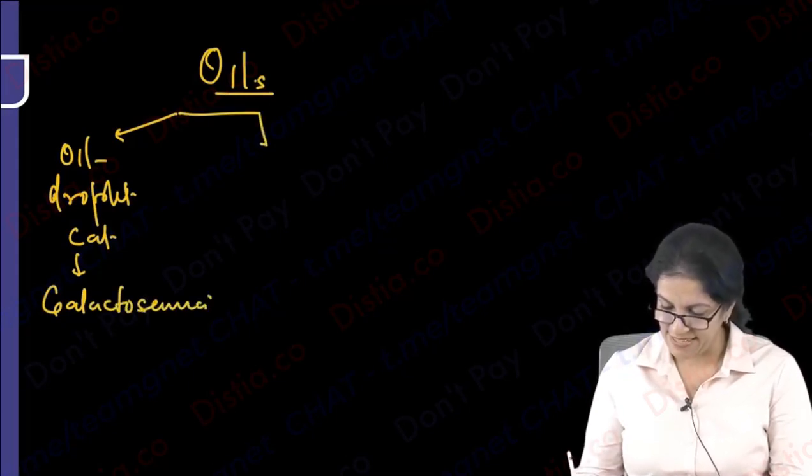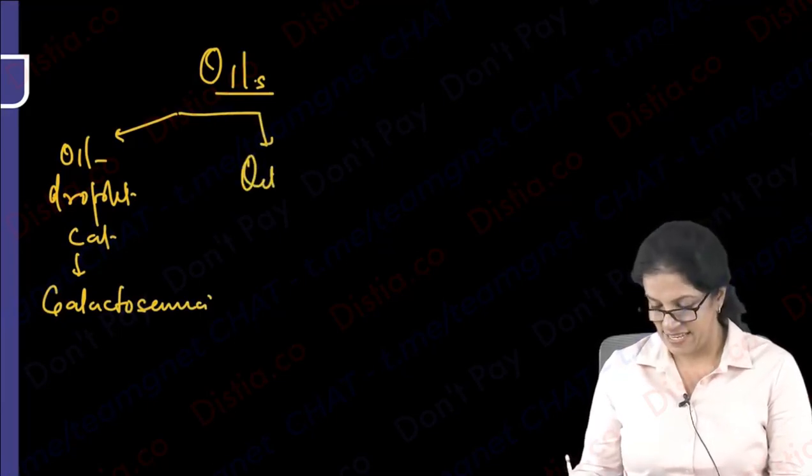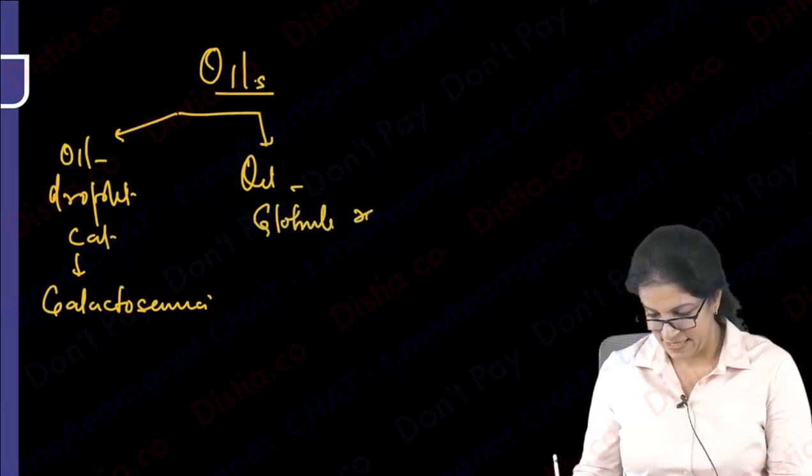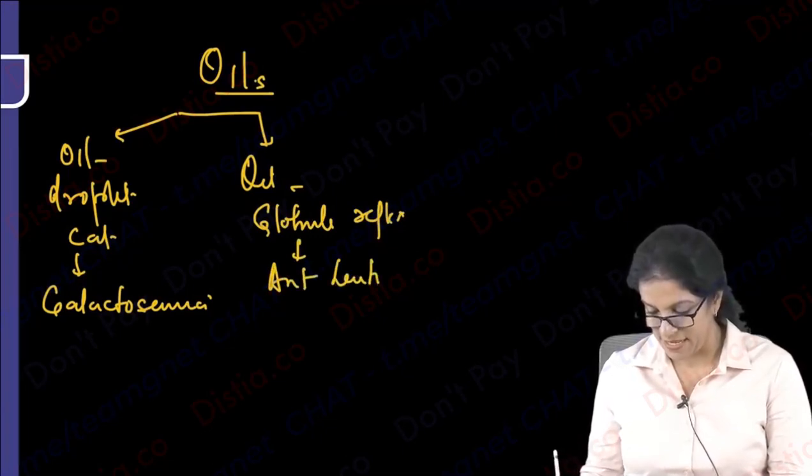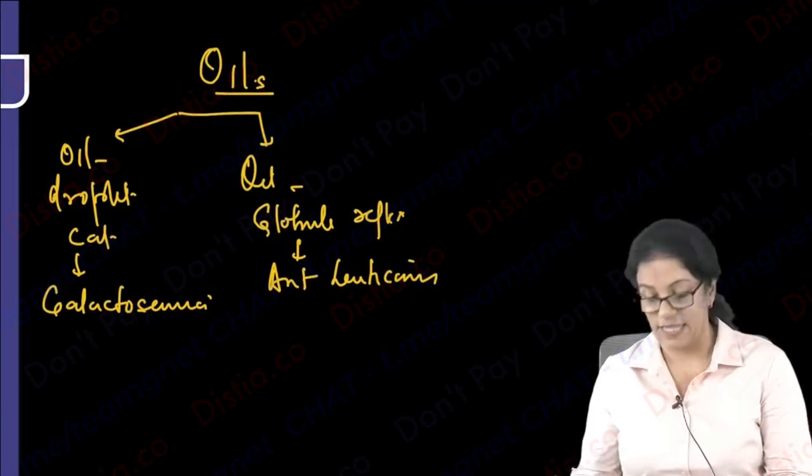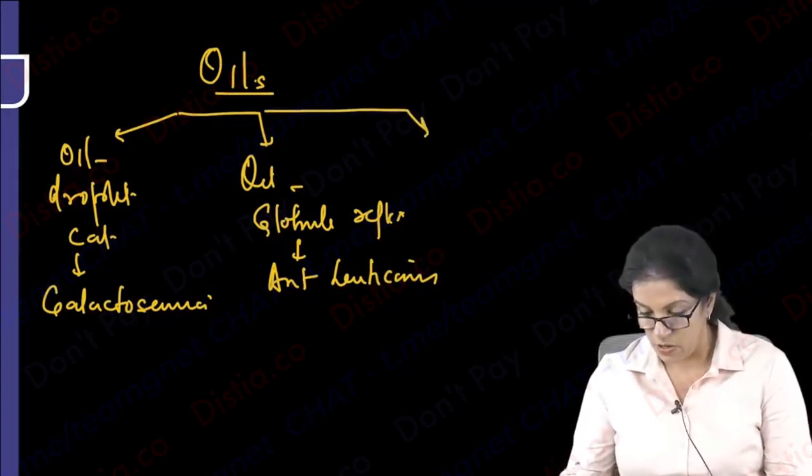Come to the next one. Oil globule reflex. This is a feature of anterior lenticonus. This much we know. Now I am telling you one more oil reflex, and this time we call it oil droplet reflex.